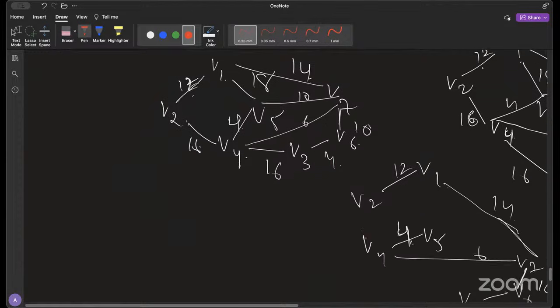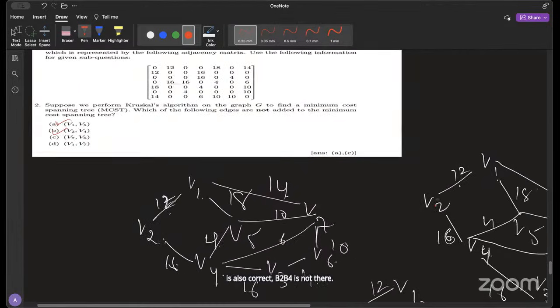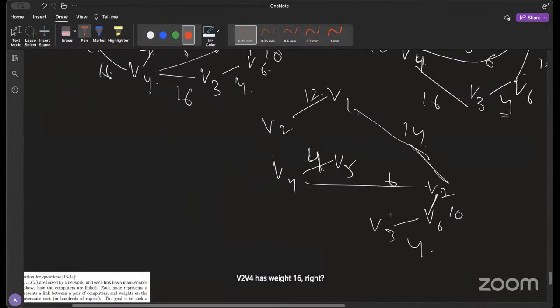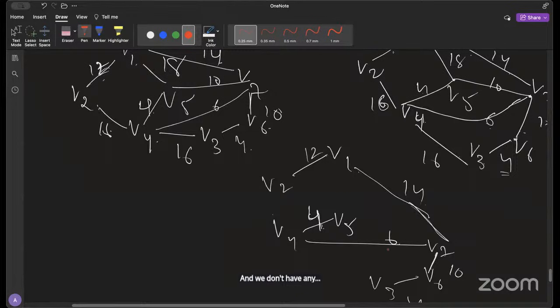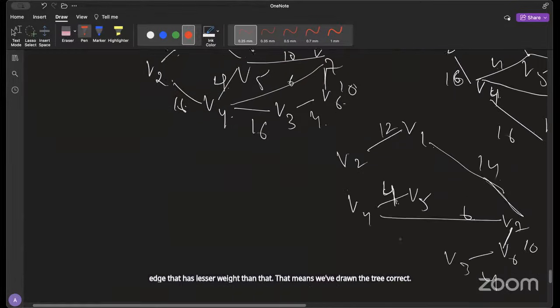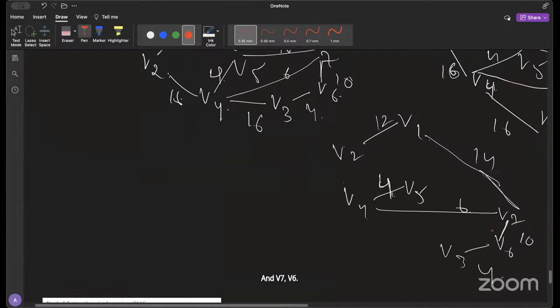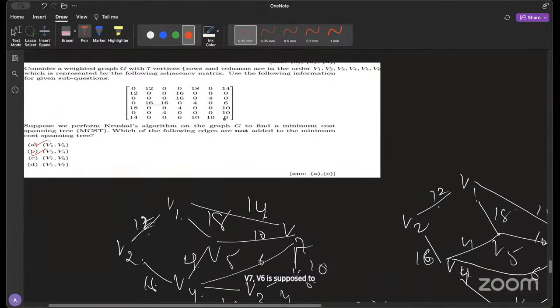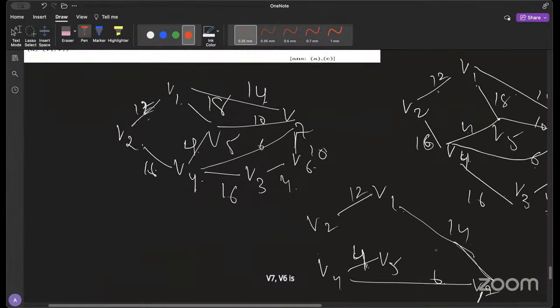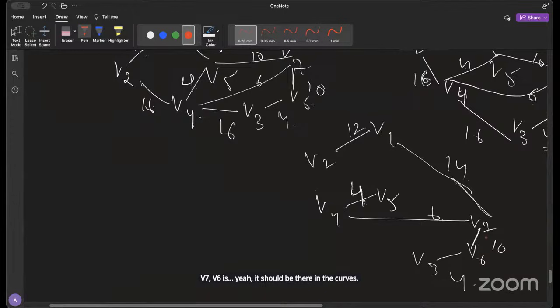That is also correct. V2, V4 is not there. V2, V4 has weight 16, right? And we don't have any edge that has lesser weight than that. That means we've drawn the tree correctly. And V7, V6 is supposed to be there. It has weight 10, right? V7, V6 is 10. Yeah, it should be there in the graph.